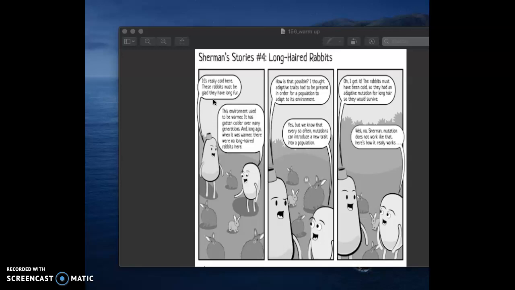We're going to go ahead and read this comic strip about Sherman and answer the questions that follow in the Google form. The person with the hat is Sherman, and we will call this person here Penny. All right, let's get started.